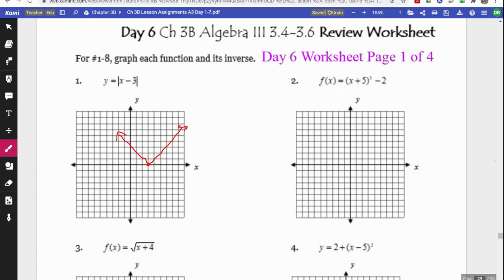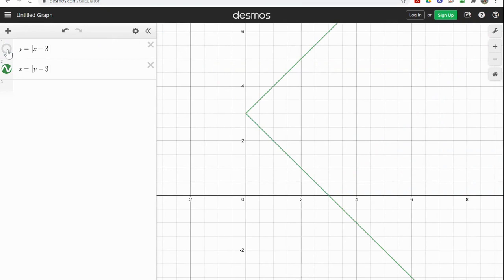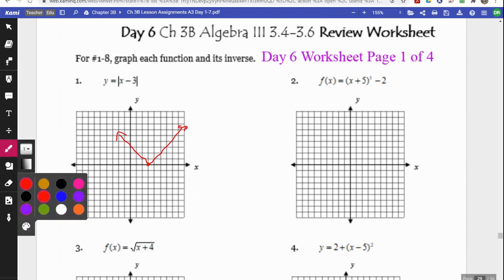One quick way to check your work would be to go in Desmos and just swap the x's and y's, and then I will turn the graph on. You see in green, it's now going off in that direction. You can see them superimposing each other like that. We would see that it's just at 3 on y, going those directions.